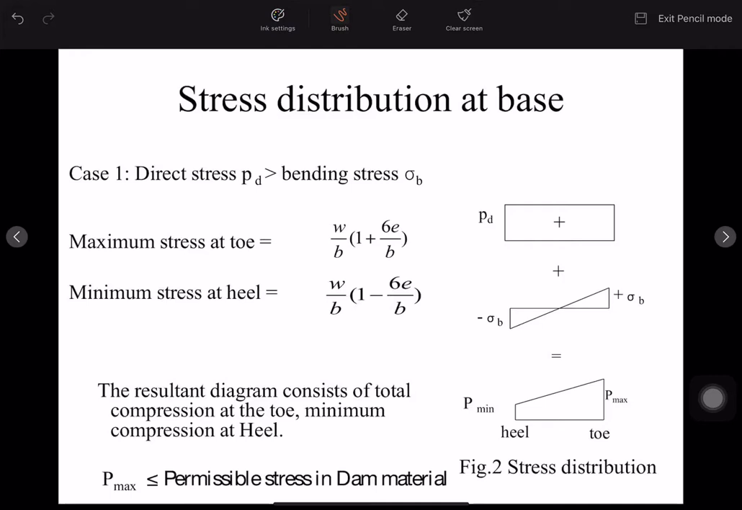Now, if we go into the next topic, stress distribution at the base. Case 1. What if direct stress is greater than bending stress? In the last class, we have seen direct stress and bending stresses, PD and sigma B. Direct stress will have a distribution diagram rectangular in shape, meaning uniform throughout from heel to toe. So the maximum stress at the toe is this one and the minimum stress at the heel is this one, right? As the heel will have tension, that is considered negative, and compression is considered positive.